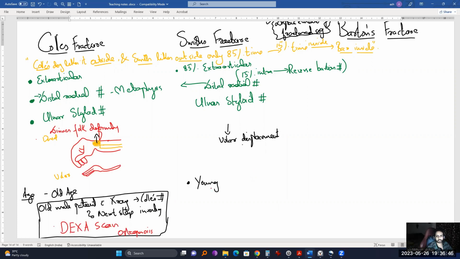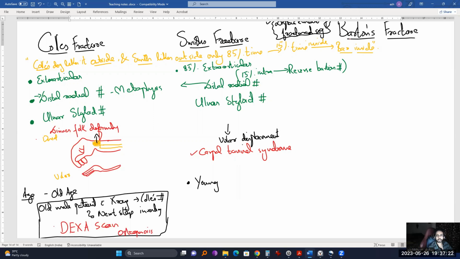And Smith's fracture, one thing is, because of this volar displacement, it can be associated with carpal tunnel syndrome. Because as you can see, when the fractured fragment is displaced volar, it reduces the space within the carpal tunnel, so it is associated with carpal tunnel syndrome.